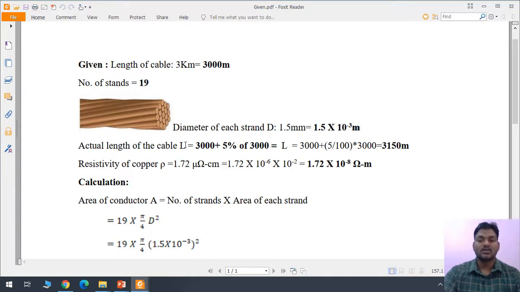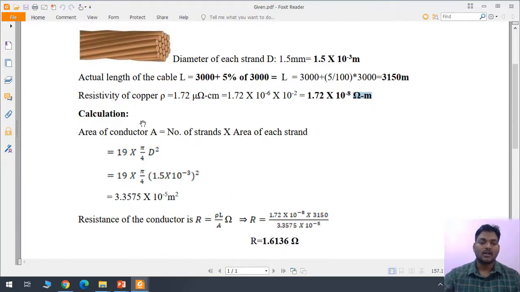They have given that the actual length is increased by 5%. So the length of the conductor is 3000 meters plus 5%. We are adding 5% of 3000, that is 3000 plus 5 by 100 into 3000, which is nothing but 3150 meters. The resistivity of the copper is given as rho equal to 1.7 micro ohm centimeter. Micro means 10 power minus 6 and centi means 10 power minus 2. So converting them into SI units, we get 1.72 into 10 power minus 8 ohm meter.